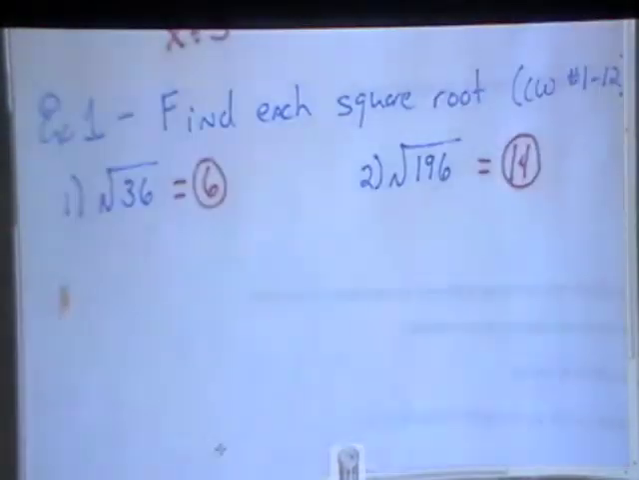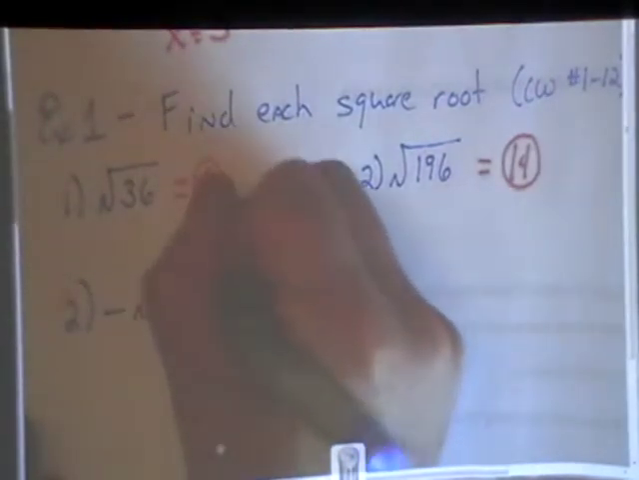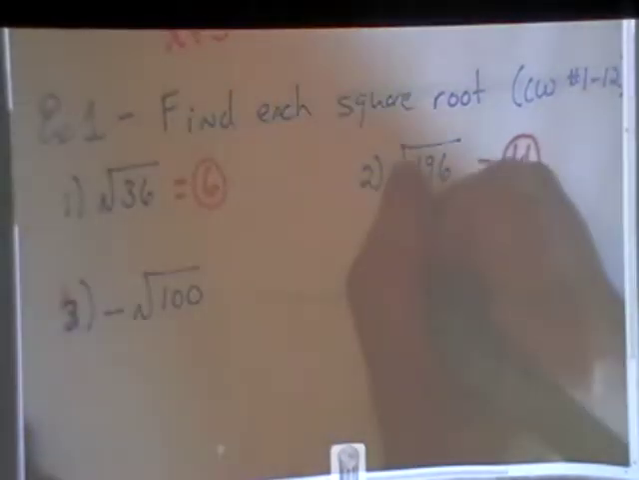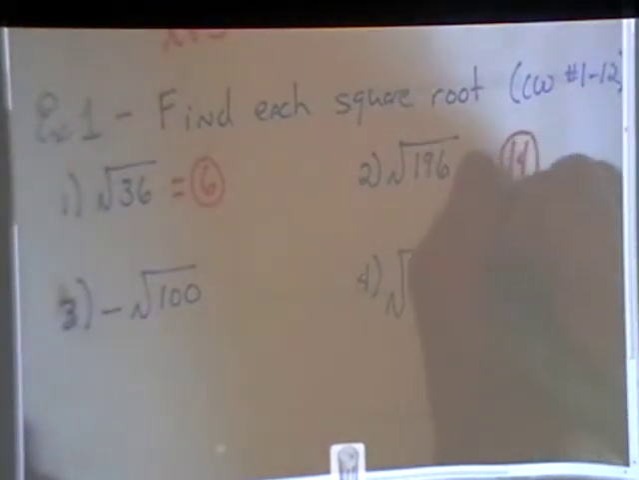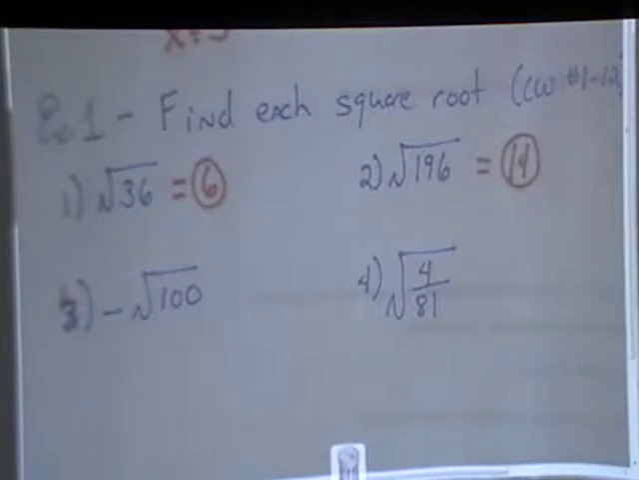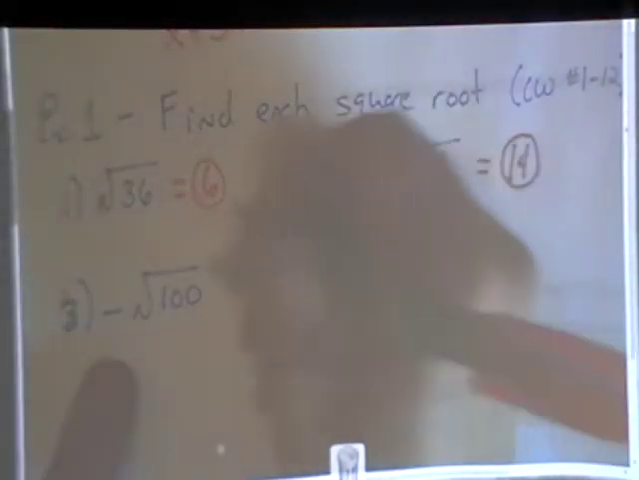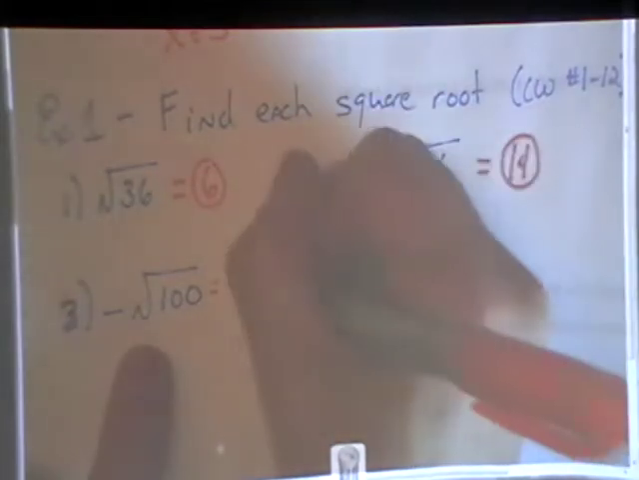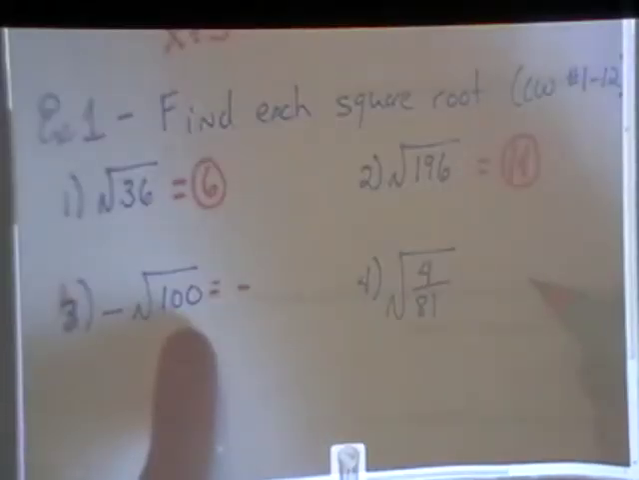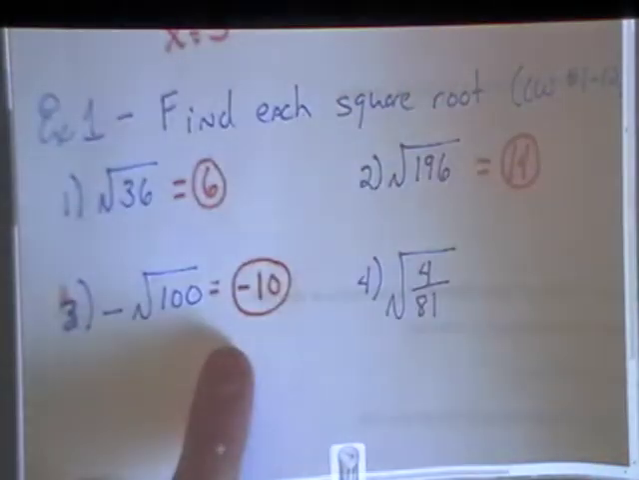Alright, let's try the next few. Let's take the negative square root of 100. Sorry, that should be number 3. Number 4, let's do the square root of 4 over 81. Now, this negative outside just means take the opposite of your answer. So, we take the opposite of the square root of 100. The square root of 100 is 10. So my answer would be negative 10.